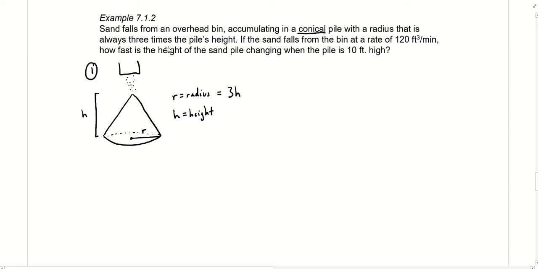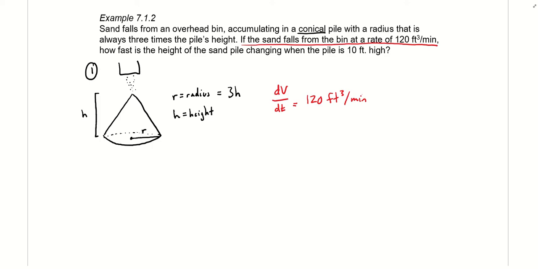Okay, what else do we have? We have the sand falling from the bin at a rate of 120 feet cubed per minute. So that's the rate of change of the volume of the cone. So we also have a dV/dt here, the rate of change of the volume, which is going to be 120 feet cubed per minute. So it's falling from the bin. We're assuming all of that sand is accumulating into the cone shape, so it can be thought of as the change of the volume with respect to time. So that looks like all the stuff we know.